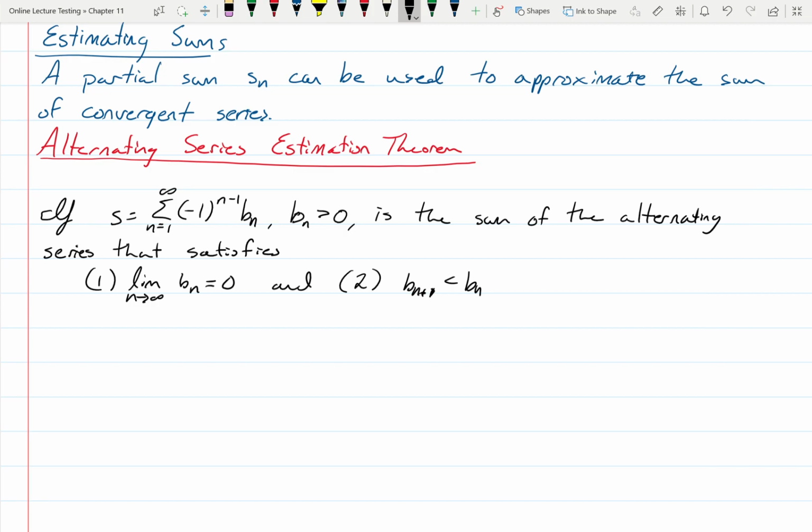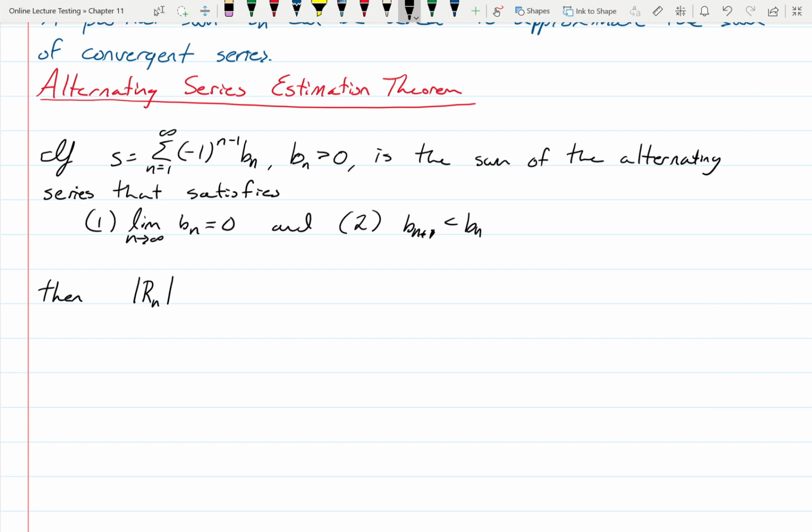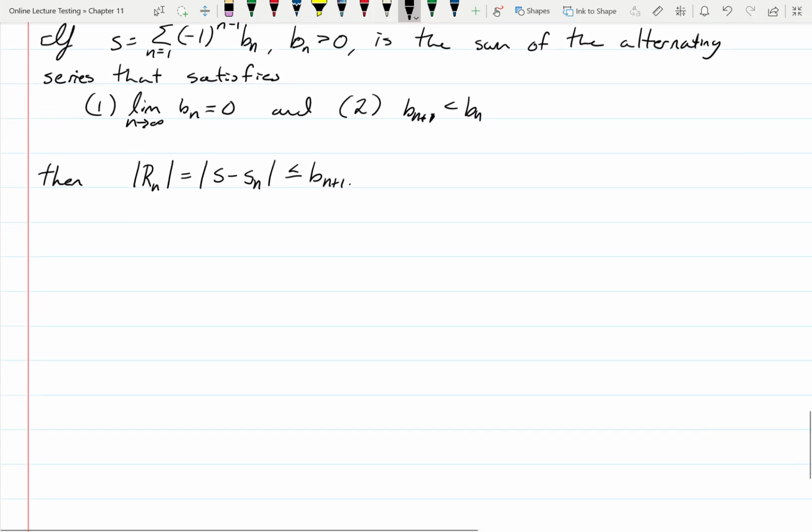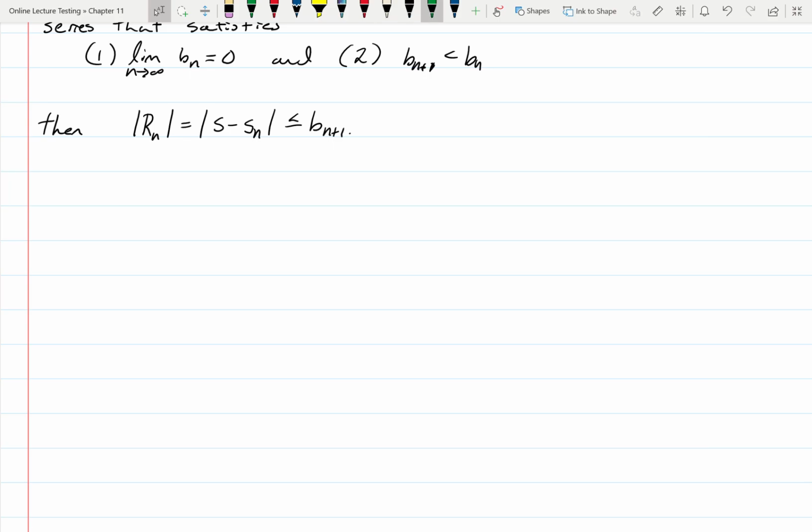So if it satisfies these two conditions, then, here is the nice part about it, the absolute value of the remainder, which is equal to the absolute value of S minus S sub n, so the sum minus its partial sum, is less than or equal to b sub n plus 1. Okay, and that's it. Here R sub n is the remainder, so what's left over. All right, so what we're saying is that the difference between the sum of the series and the nth partial sum is going to be less than or equal to the (n+1)th term. So this leads us into our first problem. I've got two good examples to go through this.